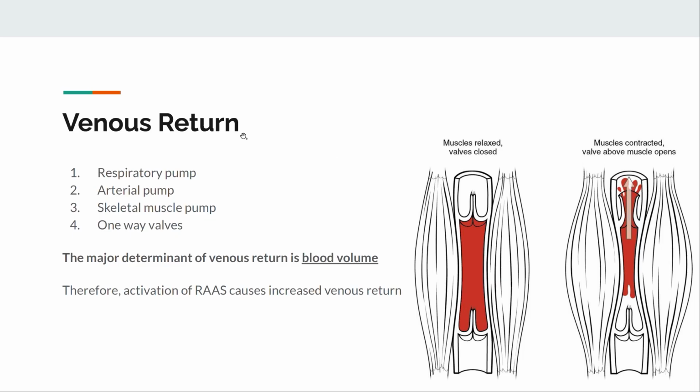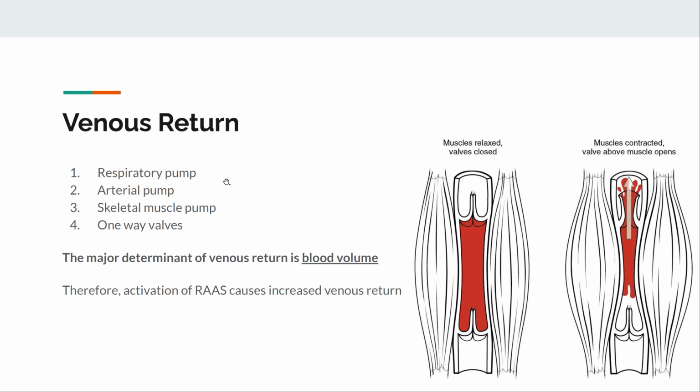Venous return. You should just be aware that there's the respiratory, arterial, and skeletal muscle pumps, and then one-way valves within the big veins. The major thing that controls venous return for the heart is your total blood volume. So when the RAS system activates and you get lots of fluid, that improves venous return. Equally, dehydration would reduce venous return.